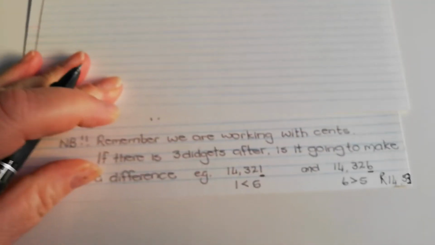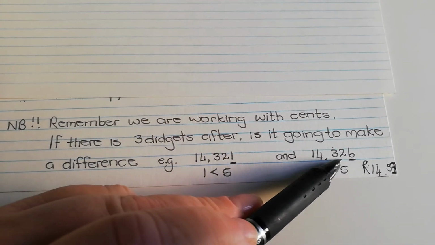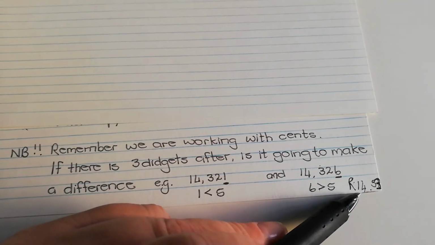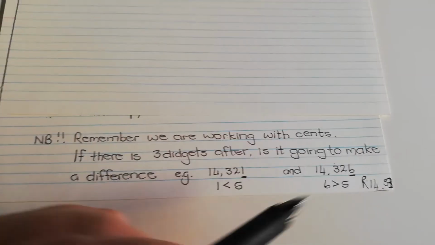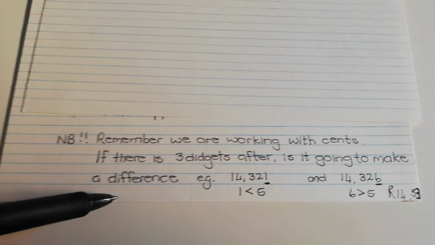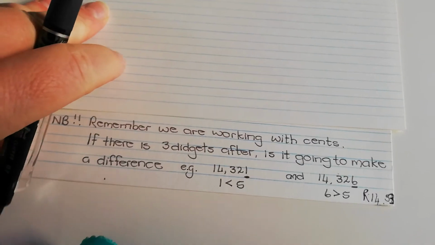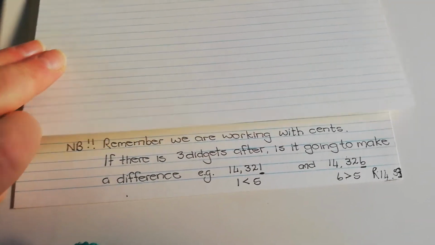Okay, let me just repeat that. 14.326. The 6 is larger than the 5. 14 Rand, 33. So please remember, you do not throw the cents away. We keep the cents. I want you to do a question by yourself.